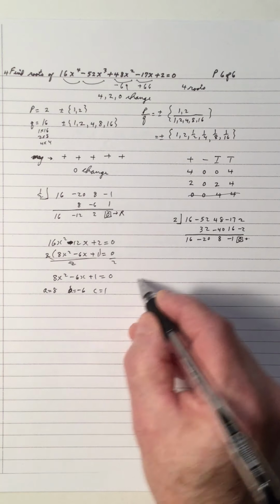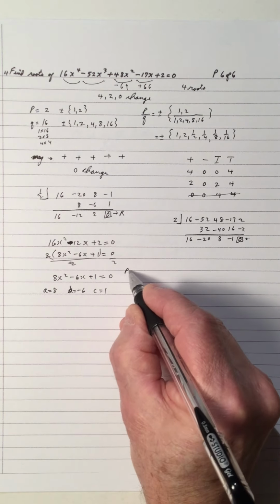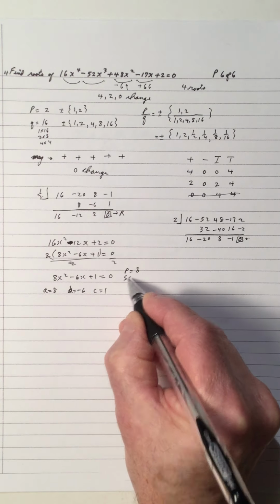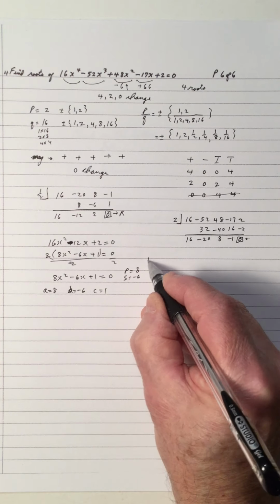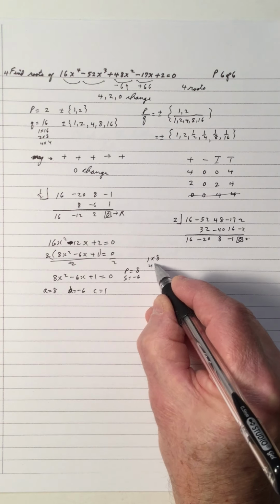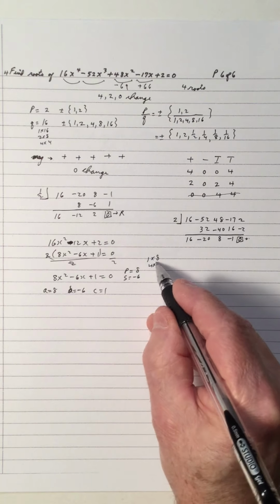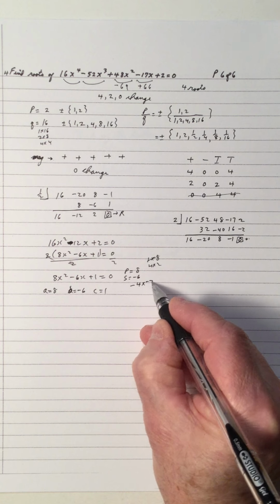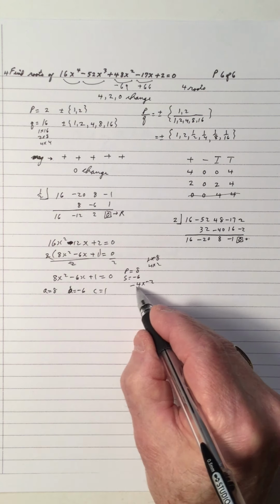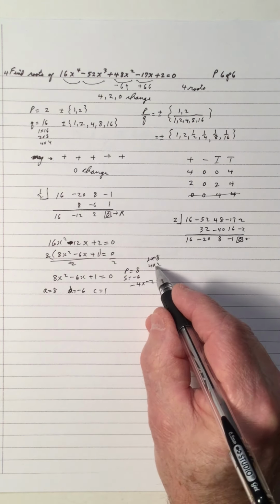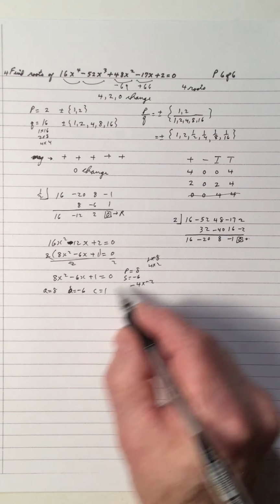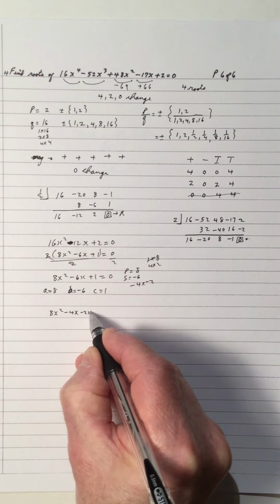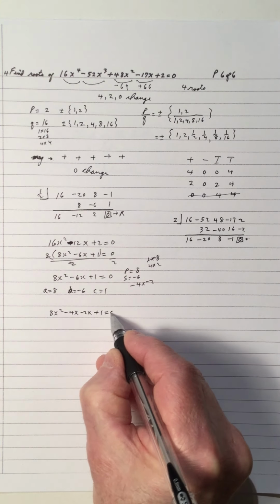We factor. The product is A times C, which is 8. The sum is B, which is negative 6. So the factors of 8 are 1 and 8, 4 and 2. It looks like 1 and 8 is not going to do it. And it has to be negative 4 times negative 2. The product is positive, sum is negative. Multiply these two, and you get 8. Add these two, you get negative 6. So it's 8x squared minus 4x minus 2x plus 1 equals 0.